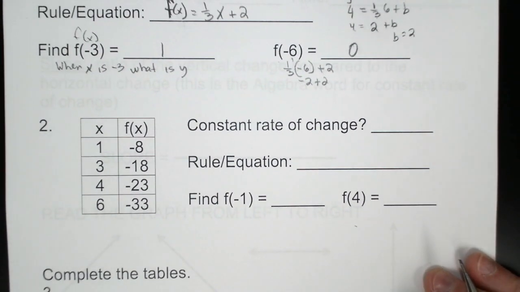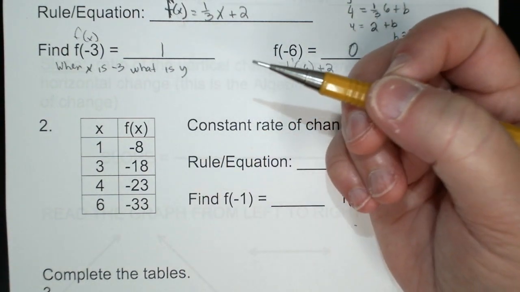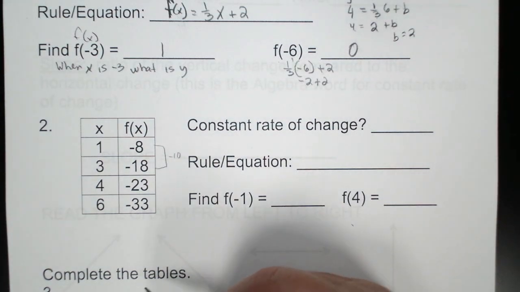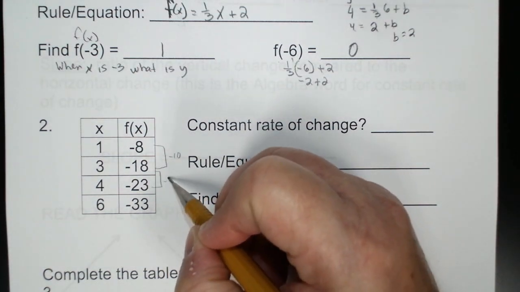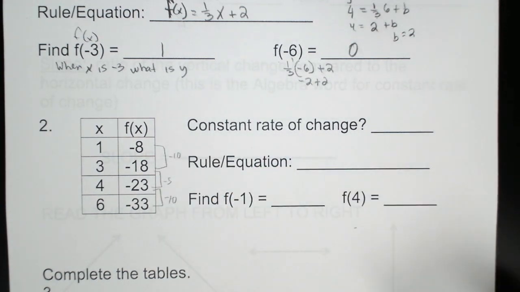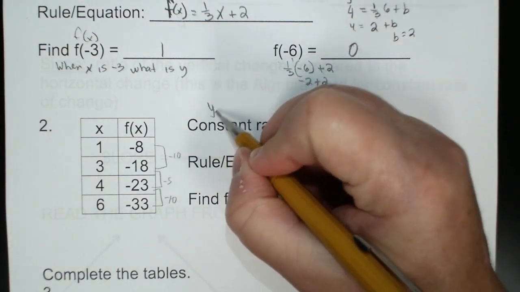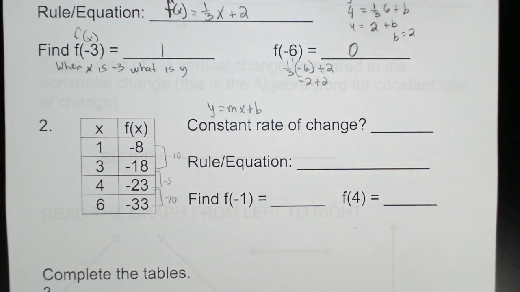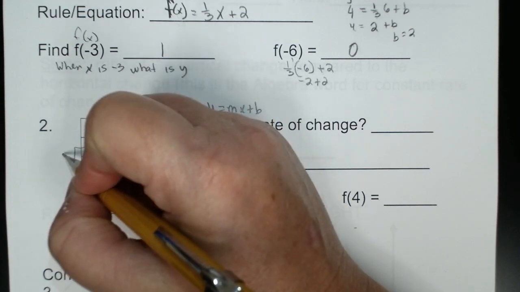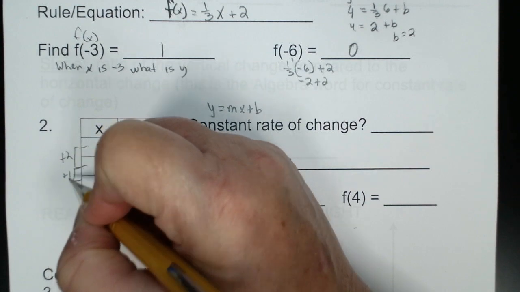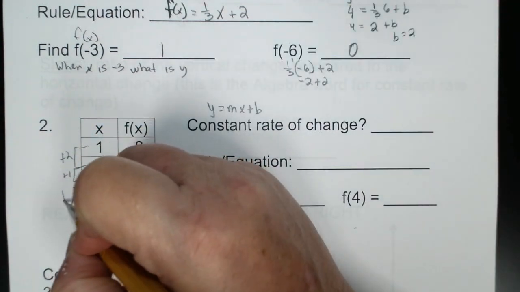Okay, so constant rate of change. This is subtracting 10, subtracting 5, subtracting 10. Notice I always do the change of y first, and I'm going to remind myself that this is the equation that I'm working with. That's the equation of a linear function. I'm going to go on this side, change of y, plus 2, plus 1, plus 2.